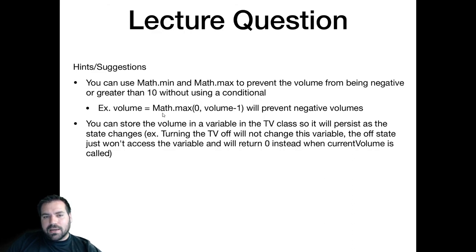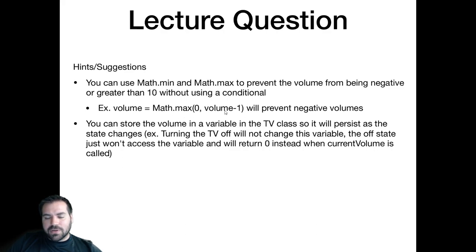You would want to write something like: if volume equals 10 and volume up was pressed, don't do anything, else increment it by 1. You'd like to do something like that, but we can't use that conditional. You can get around that by using math.max and math.min. So for example, if we're decrementing the volume, let's say the volume's 5 in its initial state, and we hit volume down, instead of saying volume equals volume minus 1, to handle this min volume, we can say volume equals math.max of 0 and volume minus 1. So if volume is 5, this is going to be 4.